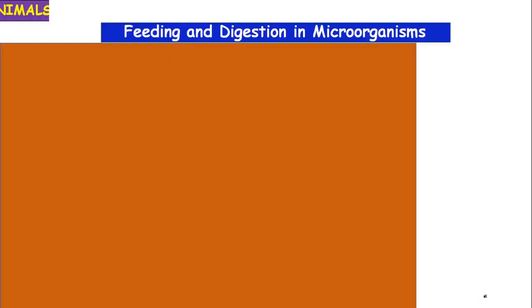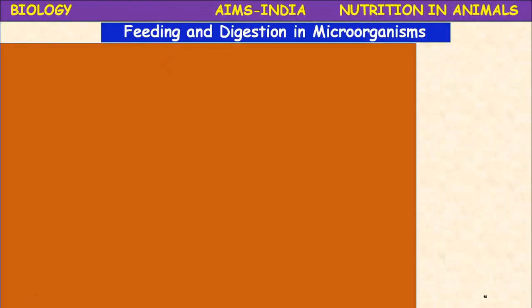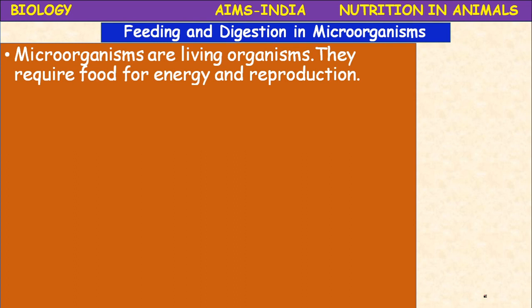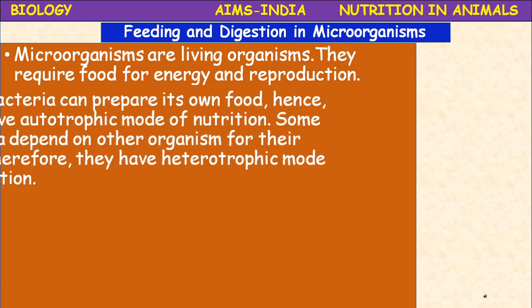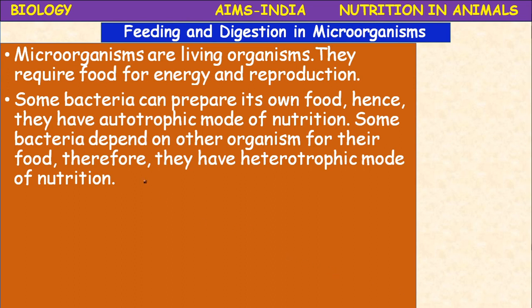Okay, let us proceed. The feeding and digestion in microorganisms. Let us see in small organisms. The microorganisms are also living organisms. They require food for energy and reproduction. Some bacteria can prepare their own food. Such bacteria are called autotrophic bacteria. They follow the autotrophic mode of nutrition. Some bacteria depend on other organisms for their food. Therefore, they are called heterotrophic bacteria. The heterotrophic mode of nutrition is seen in these other bacteria.